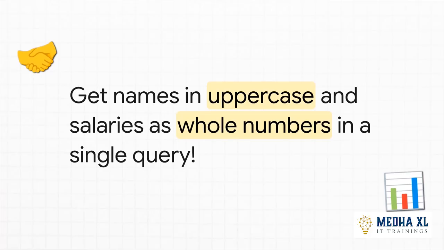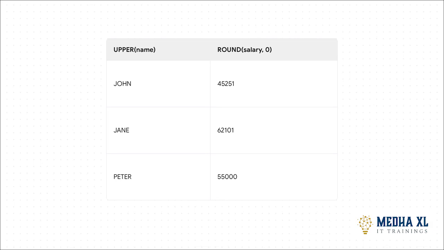Okay, let's put it all together. We can ask the database for 2 transformations at the same time. We can tell it to get all employee names formatted in uppercase and get all their salaries as clean, whole numbers. This is where the efficiency really starts to shine. And here is the result. This is our payoff.